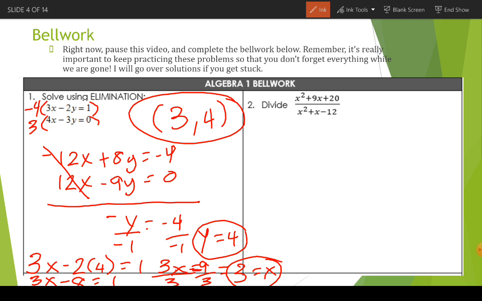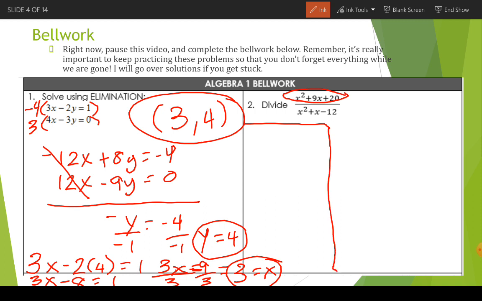Now we need to divide x squared plus 9x plus 20 by x squared plus x minus 12, which is in the denominator. So what we need to do is factor our numerator, and then we'll factor our denominator. For our numerator, we need to do our side work. So we need our side work box.